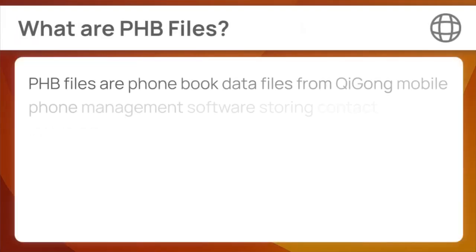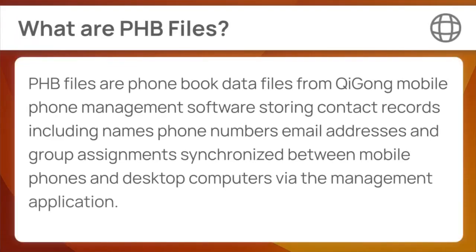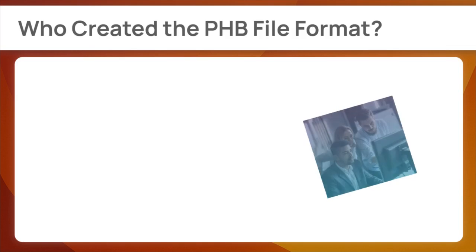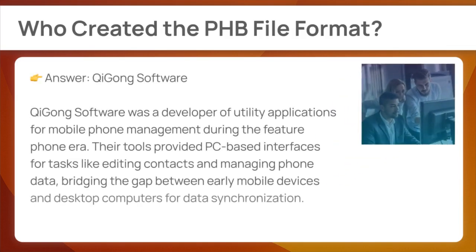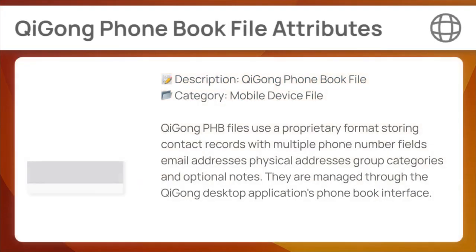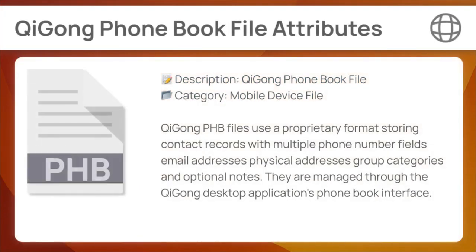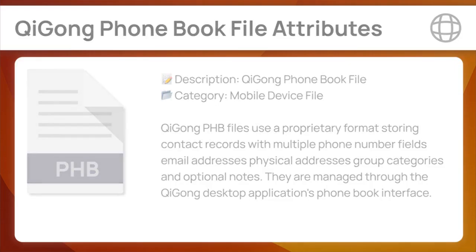PHB files are phonebook data files from QiGong mobile phone management software, storing contact records, including names, phone numbers, email addresses, and group assignments, synchronized between mobile phones and desktop computers via the management application. QiGong PHB files use a proprietary format, storing contact records with multiple phone number fields, email addresses, physical addresses, group categories, and optional notes. They are managed through the QiGong desktop application's Phonebook interface.